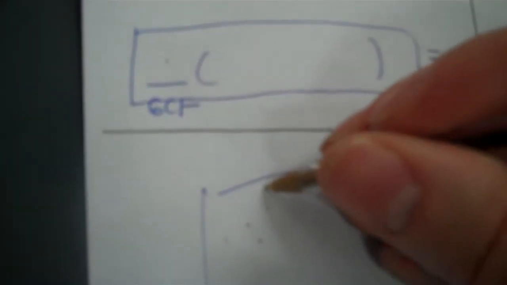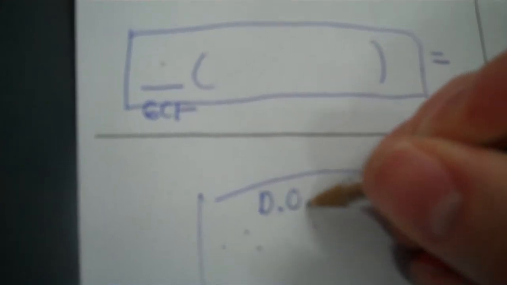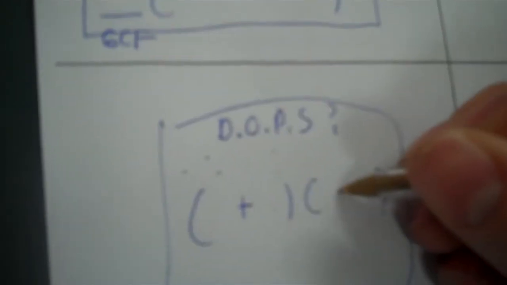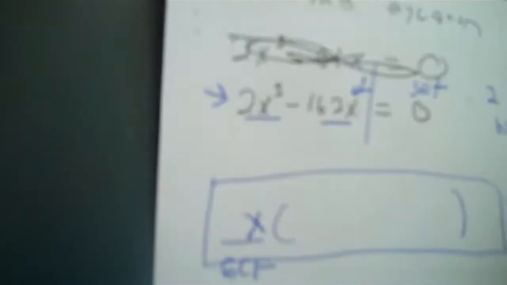I go GCF, and then I definitely don't go to the T-chart. I'm checking for a difference of perfect squares, question mark, and then I make 2 parentheses, 1 plus, 1 minus. Okay, so we check the last term for a letter, and we have that x there. We check the front for a negative, it's not there. Now 2 and 162.